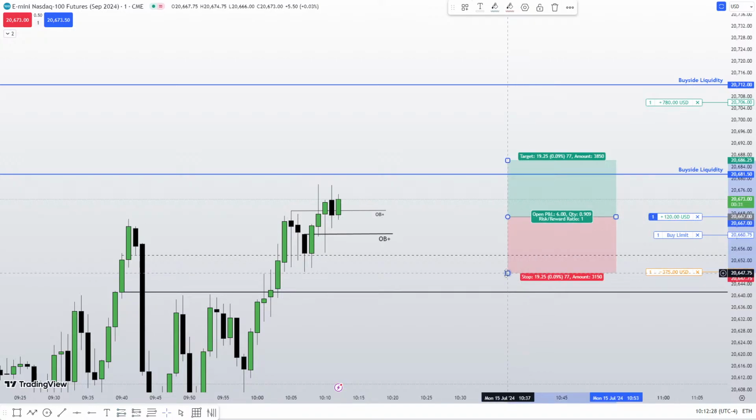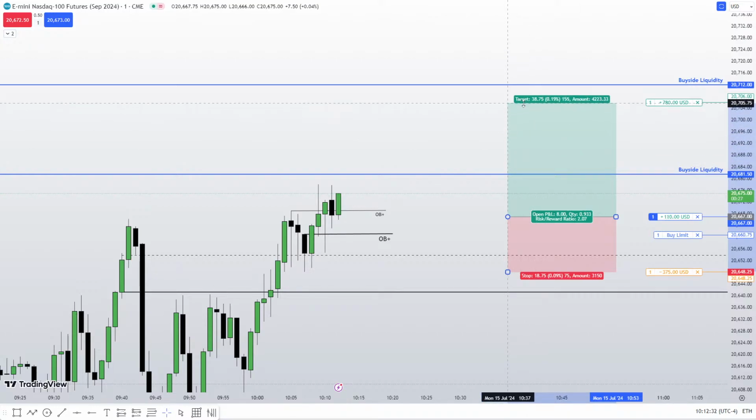TP or SL, I don't want anything else. I will not close this trade at break even. This is a 1:2 risk reward trade.